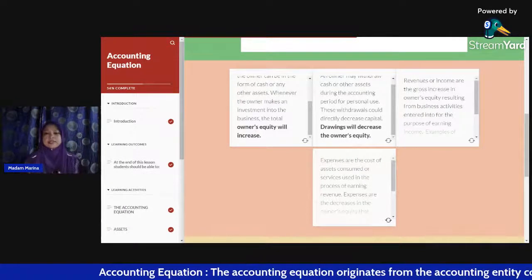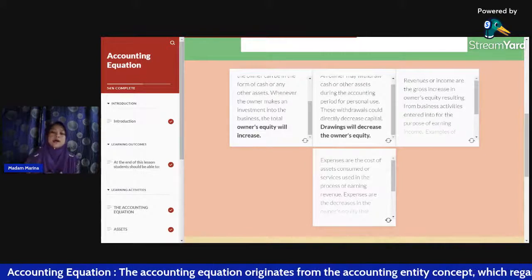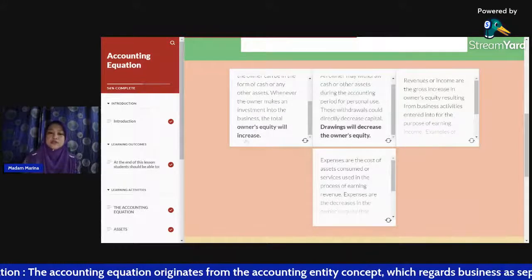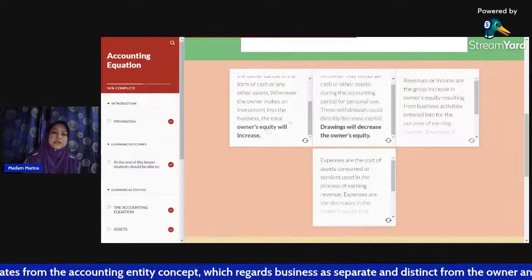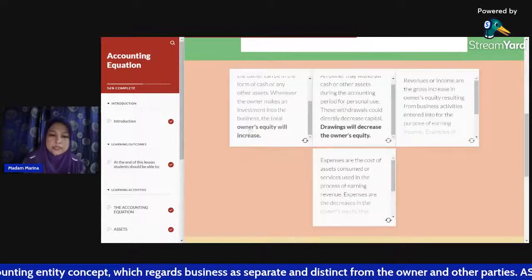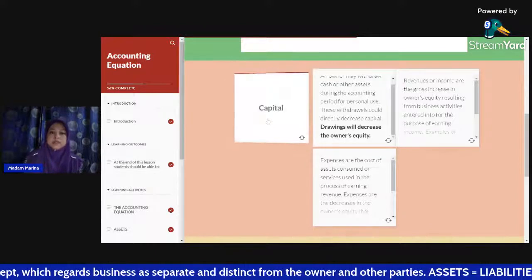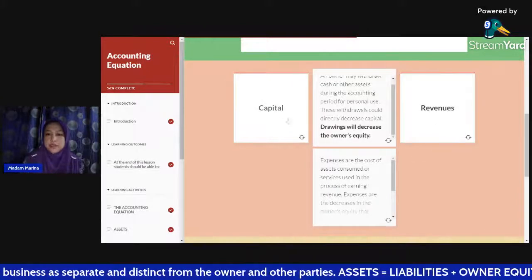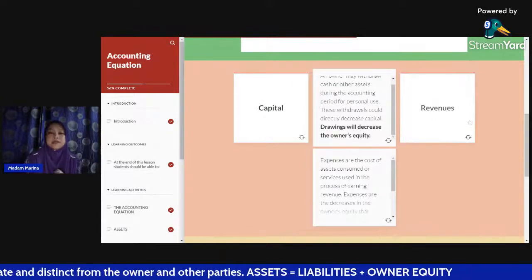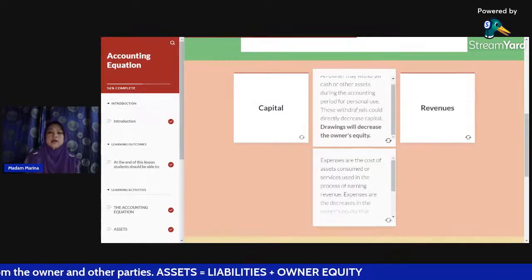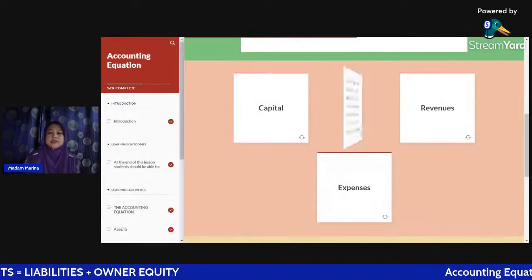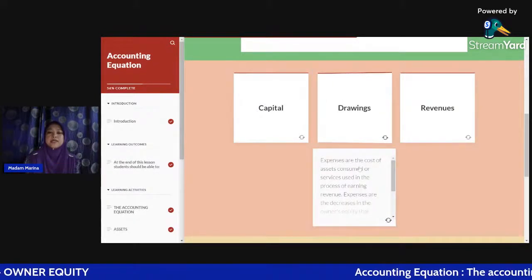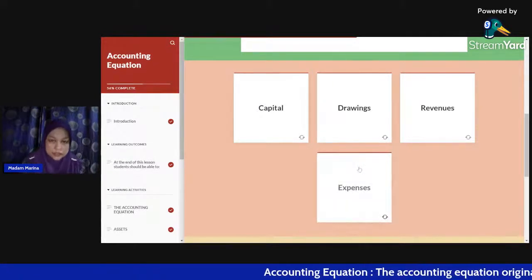Expenses will decrease the equity. Okay, so we have four items here. Two components will increase the equity. What are the components that will increase the equity? Capital and revenue. Okay, capital and revenue will increase the owner equity. How about the drawings and expenses? Drawings and expenses will decrease the owner equity.